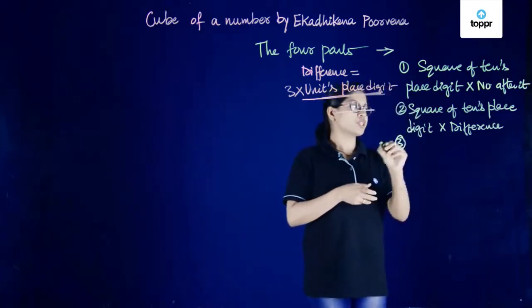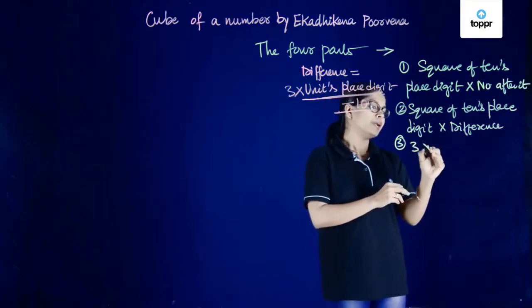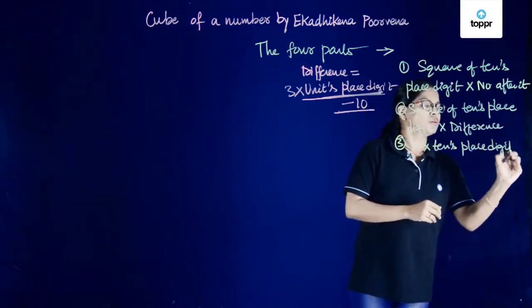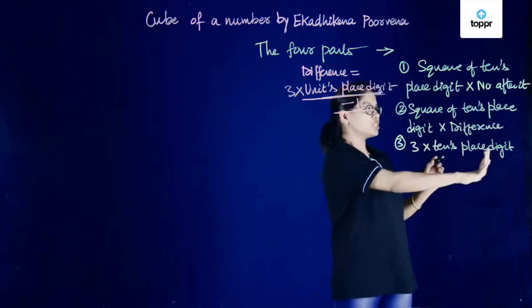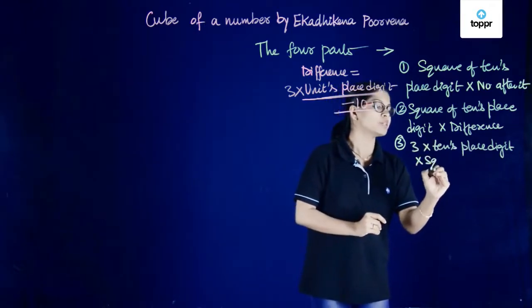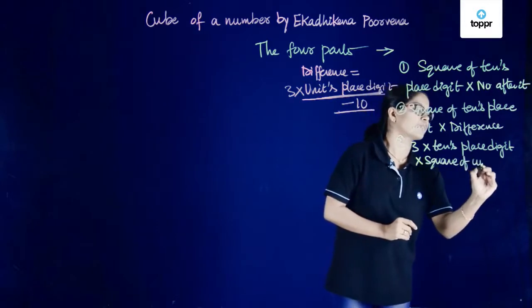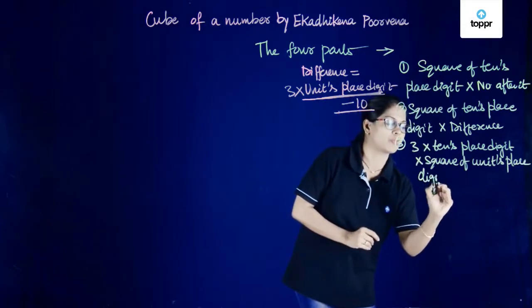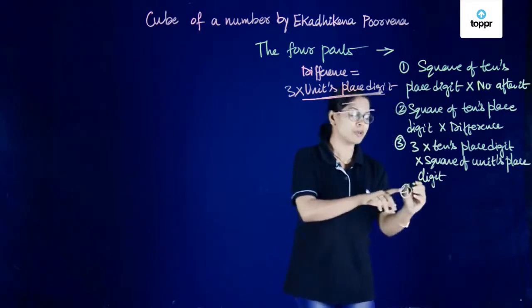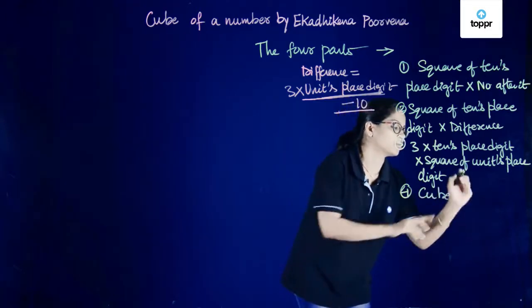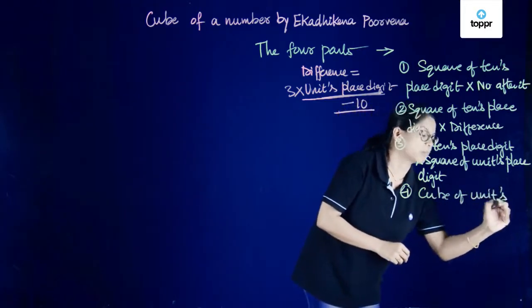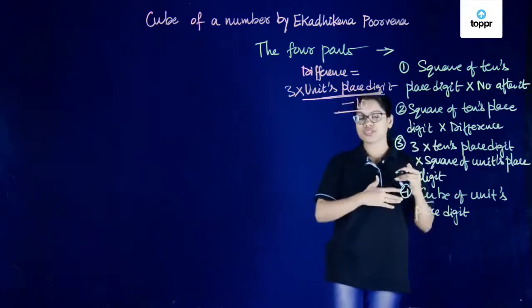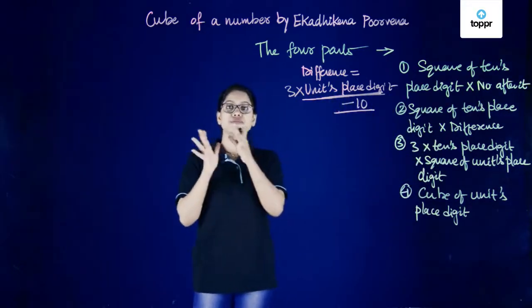Now the next step, step 3, we find 3 multiplied by the tens place digit. So in the third step we multiply 3 with the tens place digit, and that is again multiplied by the square of the units place digit. And in the fourth and final step, we find the cube of the units place digit. So these are the 4 stages of our simplification, which we will be writing in 4 different columns.